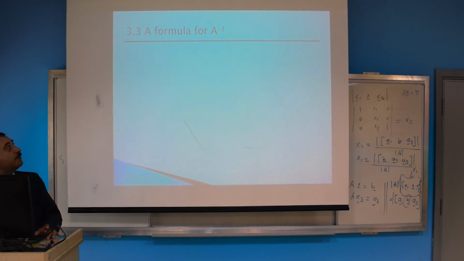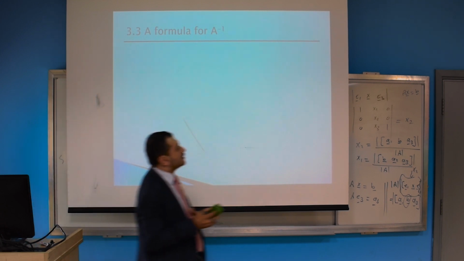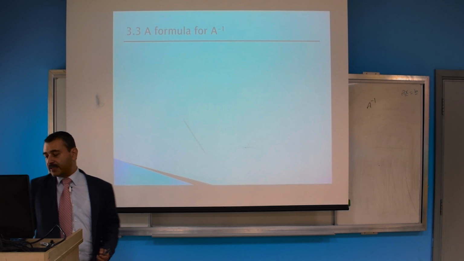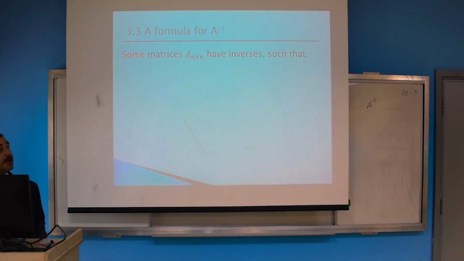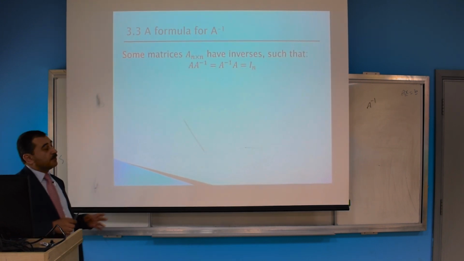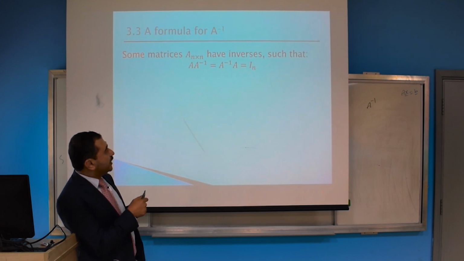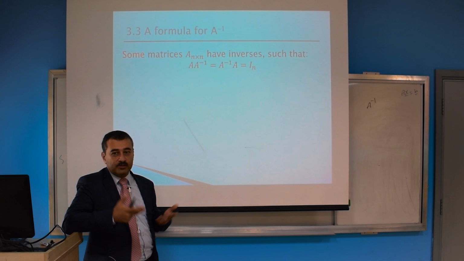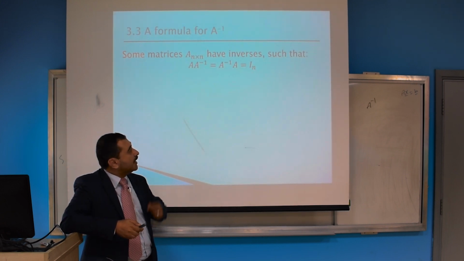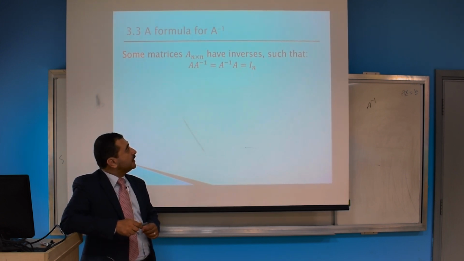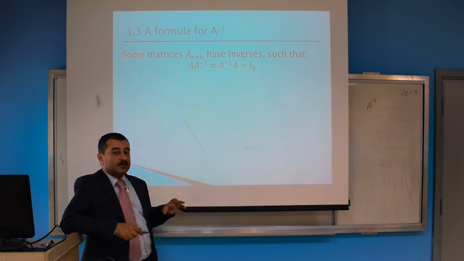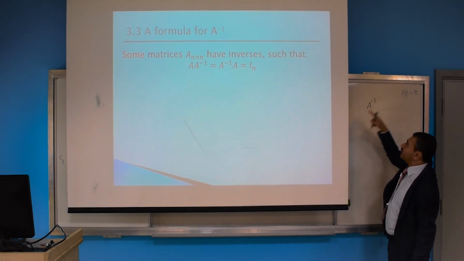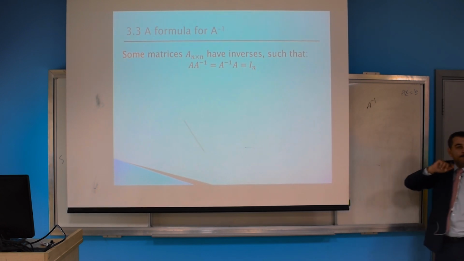Let's now find a formula for the inverse of A. The inverse of the matrix A, the square matrix A, is defined such that the product with A from left or right gives the identity, the I. Okay? We need a method to find this. How to find the matrix such that when you multiply it by A, you will get I. Okay?